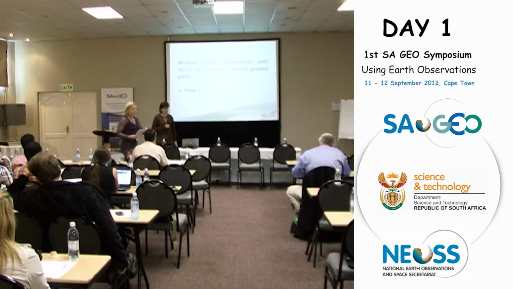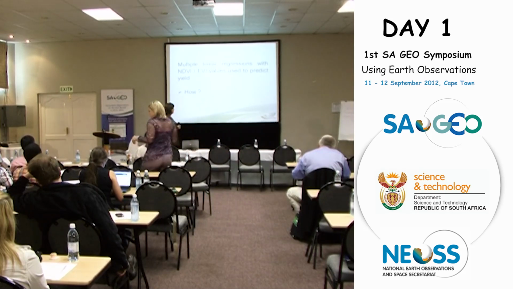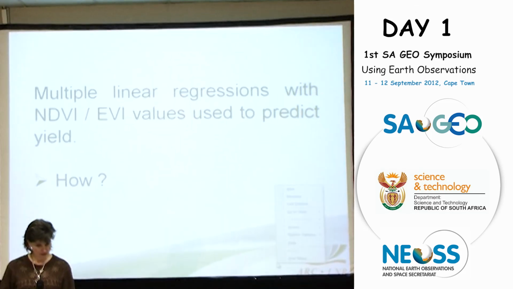Multilinear regression with NDVI, EVI values used to predict yield. How did we do that?